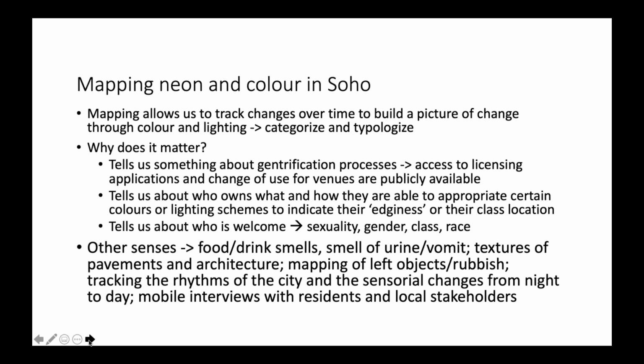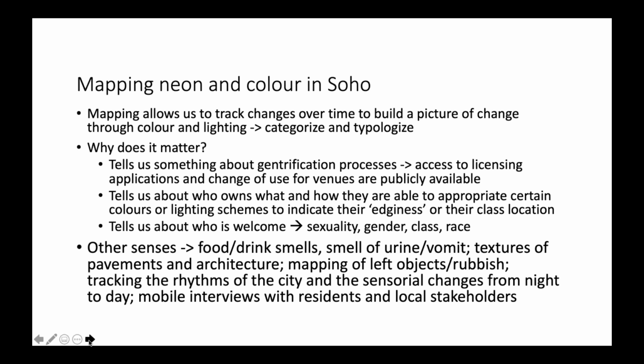So we look at documentation, licensing applications, applications for change of use, so official documentation that is publicly available, to try and understand where Westminster City Council and Soho Estates are working together, thinking about who owns what and who's appropriating what kind of lighting or color schemes to indicate their edginess or their class location. But it tells us a lot about who's welcome in these spaces and who's being excluded. So things like sexuality, gender, class, and race are all really imbued in these changes. So something as simple as looking at lighting can tell us something about these much bigger sociological issues, which I think is really important in terms of understanding the value of the multisensory.